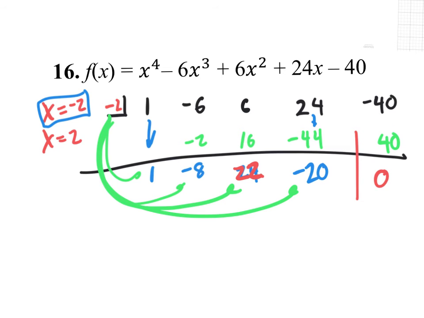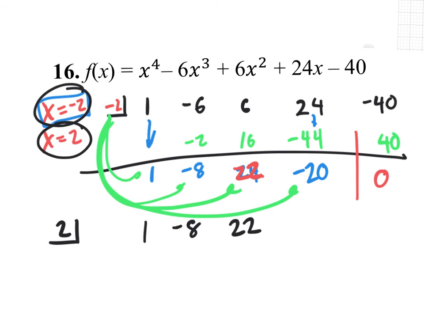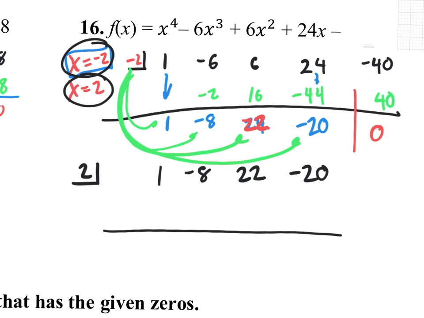I'm comfortable with x squared. So now that I used this top one, I would use this next one with the new depressed coefficients. I want to put 2 inside, and I want to bring down the 1, the -8, the positive 22, and the -20. And I am going to hopefully get the remainder of 0 again, if I do it right. Bring down the 1, and then 2 times 1 is 2.